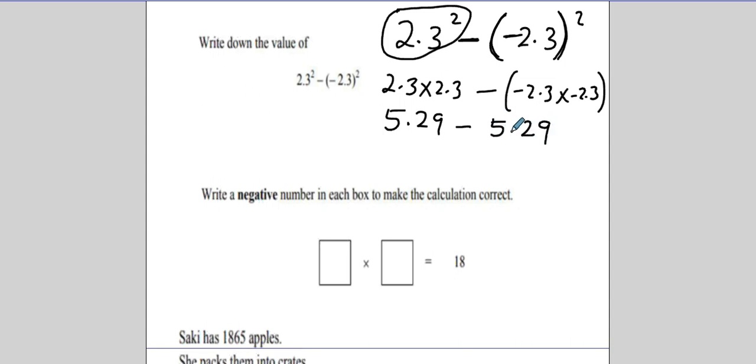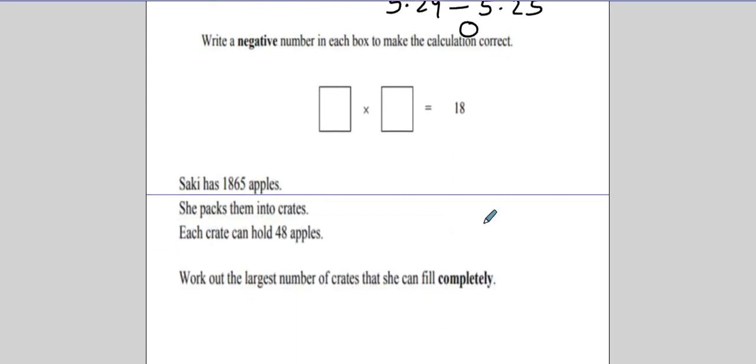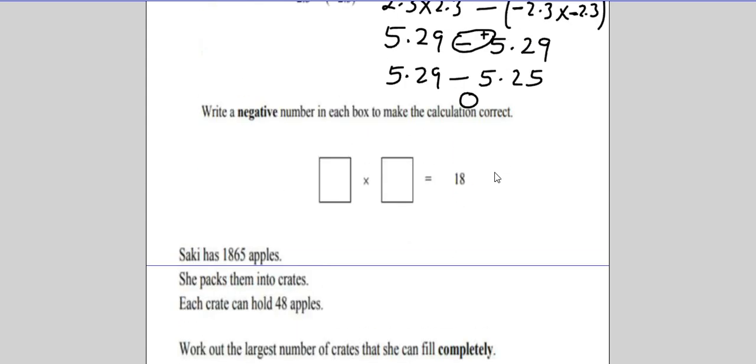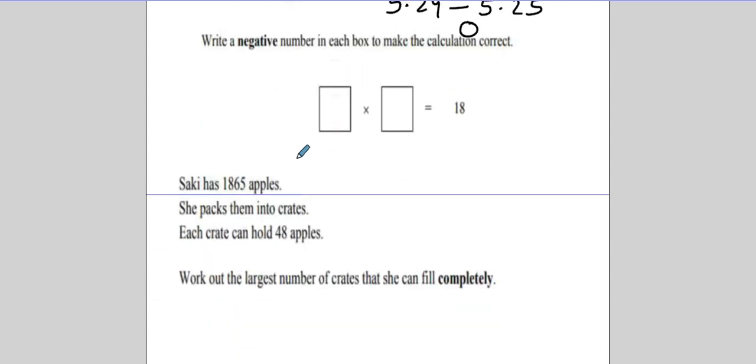Why is it coming to be positive? Because negative times negative is positive. Now negative times positive would be negative. Negative how much? 5.29. So the answer here, 5.29 minus 5.29, is 0. A number minus itself equals 0. Let me check that question properly. Yes, so the answer is 0.